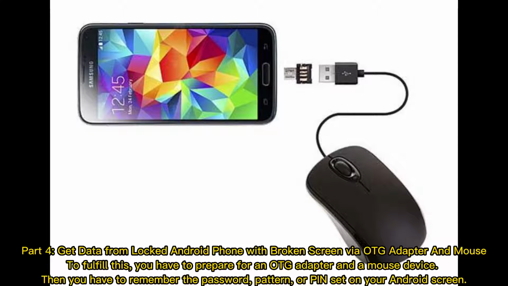Part 4. Get data from a locked Android phone with a broken screen via an OTG adapter and mouse. To fulfill this, you have to prepare an OTG adapter and a mouse device. Then you have to remember the password, pattern, or PIN set on your Android screen.